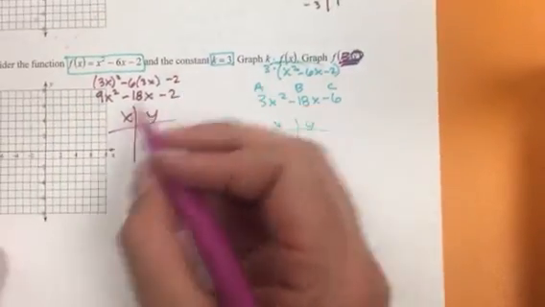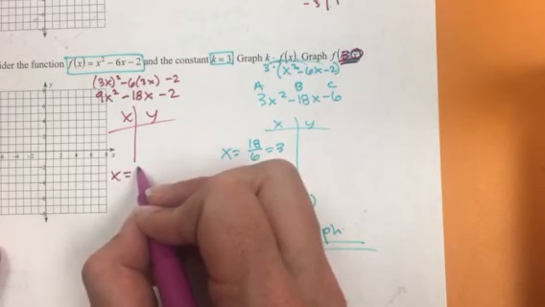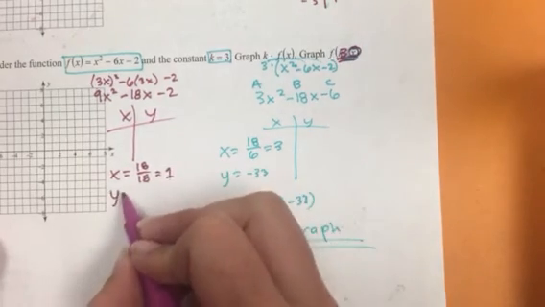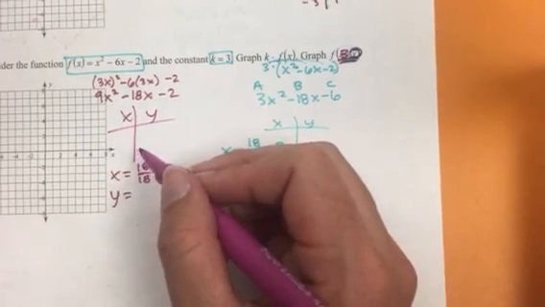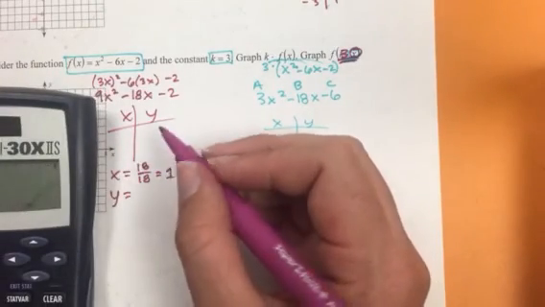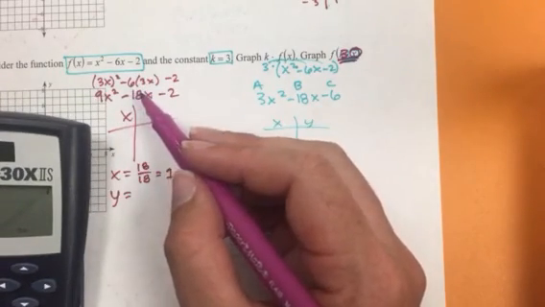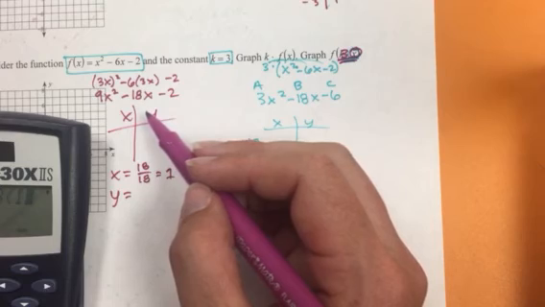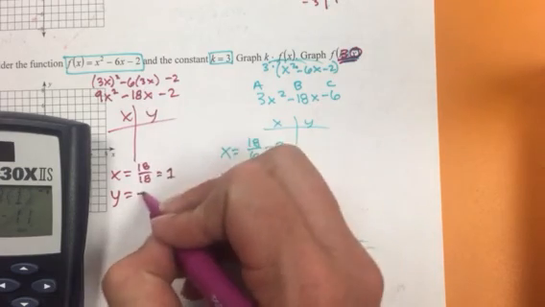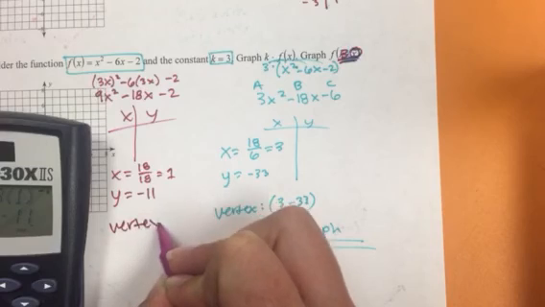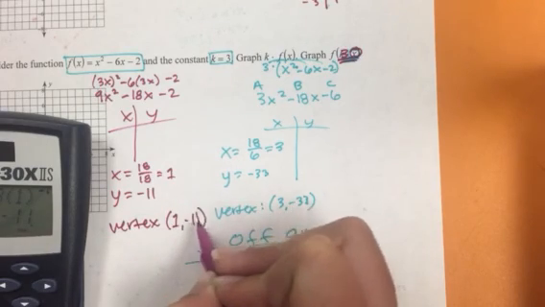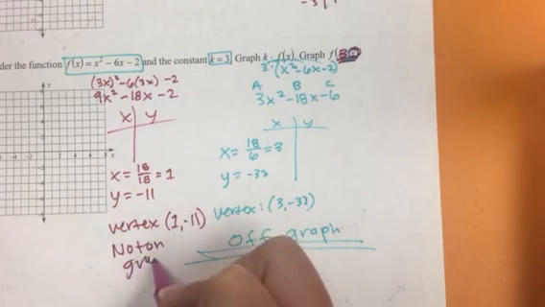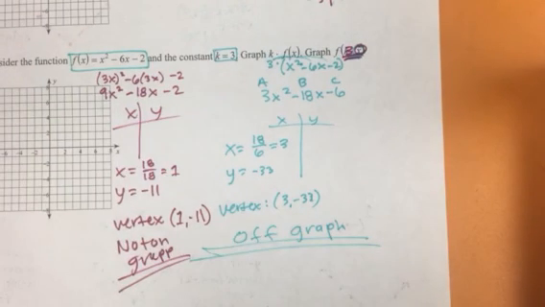Graph again, or just find the vertex. Negative b over 2a. Plug it in to find the y. Will that fit on the graph? No, it won't fit on the graph. Leave it off. So just find the vertex.